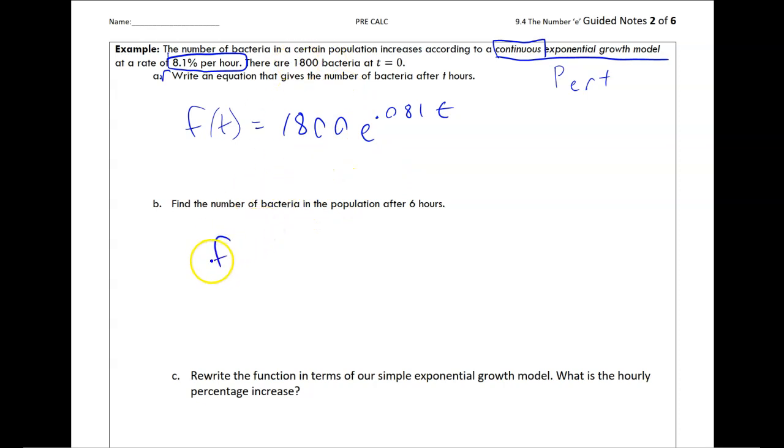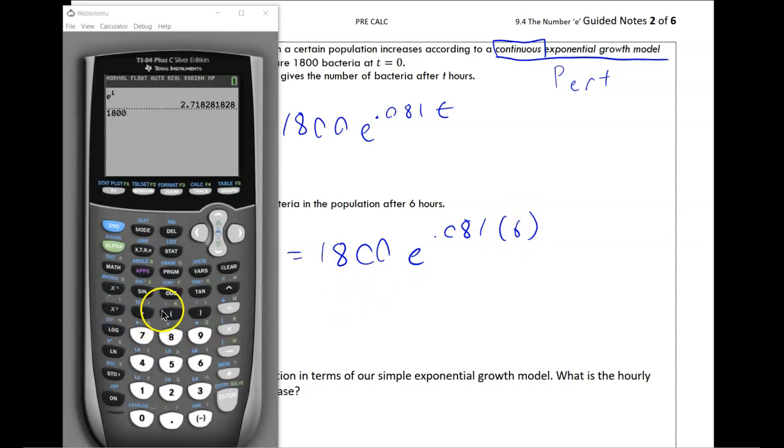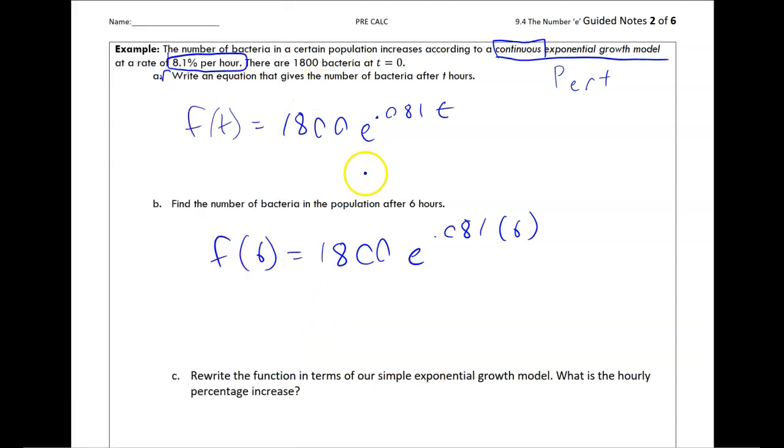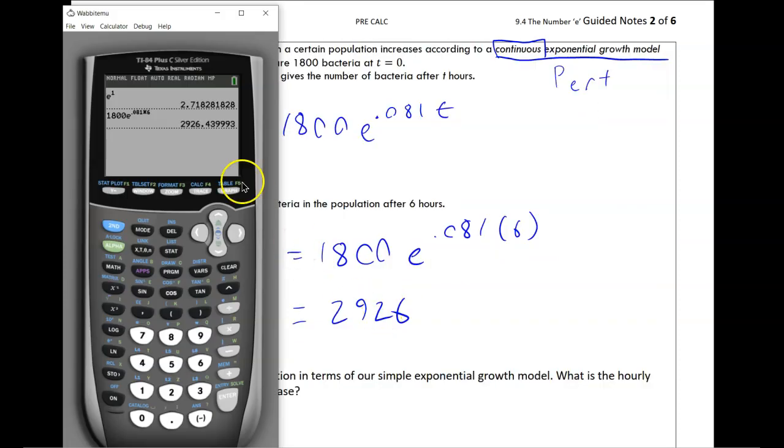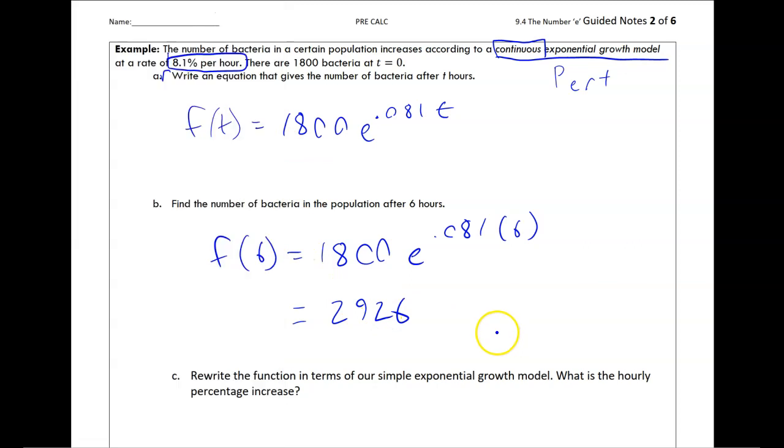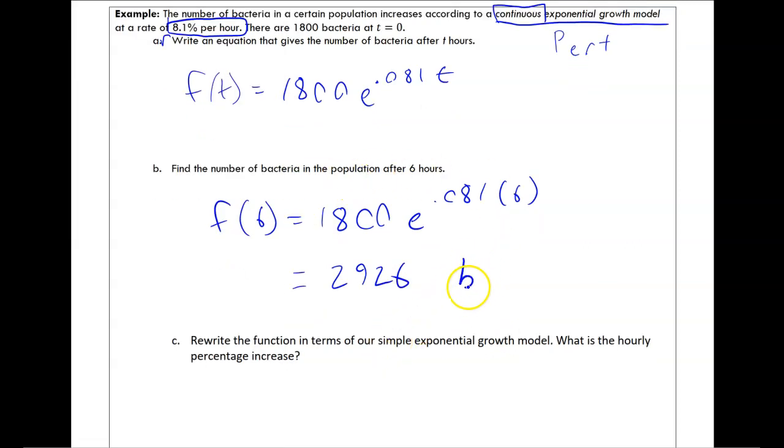So not so bad. And then f(6), for 6 hours, would be 1,800 e^(0.081 times 6). And then I will show you how I get that in the calculator. So it would be 1,800, and then I'm going to do e, and then 0.081 times 6, both in the exponent here. And we get 2,926 bacteria. And let's make sure we round correctly. We round down to the nearest whole bacteria. Okay. So that's pretty easy. We're just plugging into a formula, right?